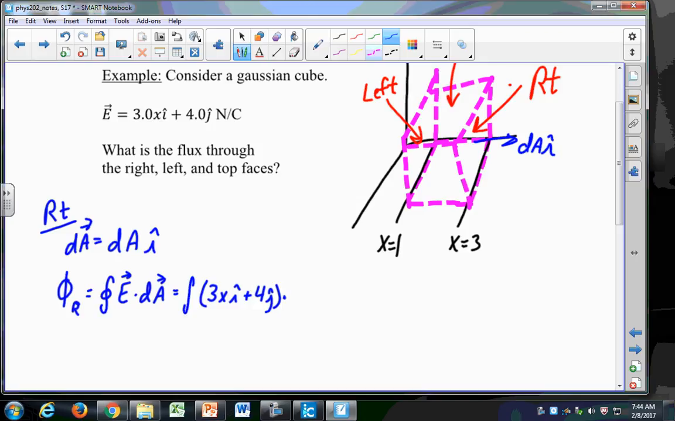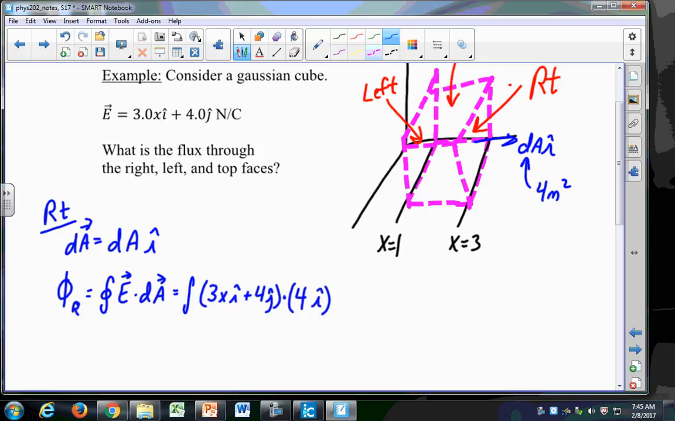dotted with my area, which is going to be, what is the magnitude of the area of that face? It's a square, right? What's the area of that square? Base times height, right? The base is what? And the height, it's a cube, so it's the same. 2, right? So that's going to be 2 times 2, which is 4. So my area, this magnitude, is 4 square meters. So it's going to be dotted with 4 times i, and it is positive 4 because my i is in the positive direction.